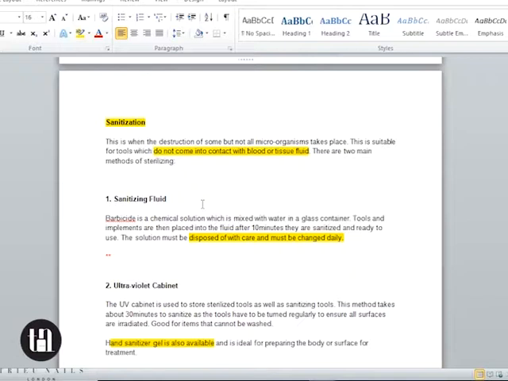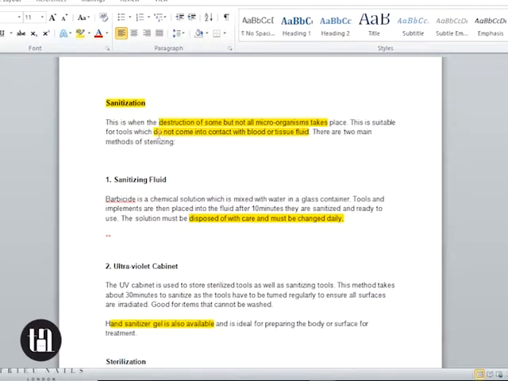So this is where there is the destruction of some but not all microorganisms. I think that's important. So some, that's the main word here. And it's suitable for tools that do not, I'll make that bold, do not come into contact with blood, tissue, or fluid.